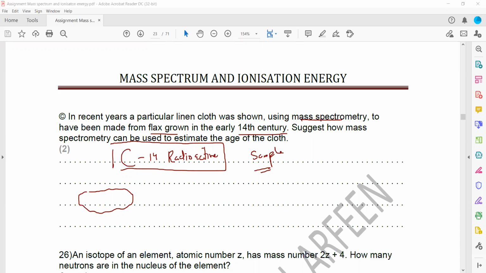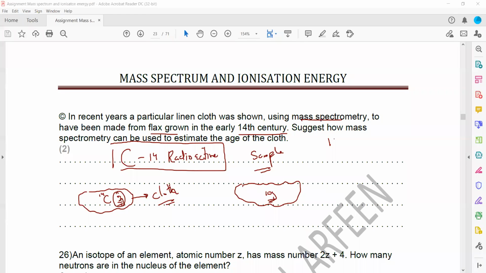So basically what we will do, we'll compare the amount of carbon 14 in the sample of the cloth, and using the half-life, for example, if originally the cloth sample had only 2 grams of carbon 14 in a total mass of 10 grams, or we can compare the ratio between carbon 12 and carbon 14. The carbon 14 will decrease with the passage of time. So we will compare with the total mass how much carbon 14 is there, and what will be our assumption.